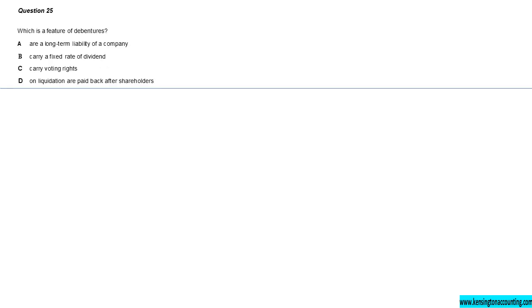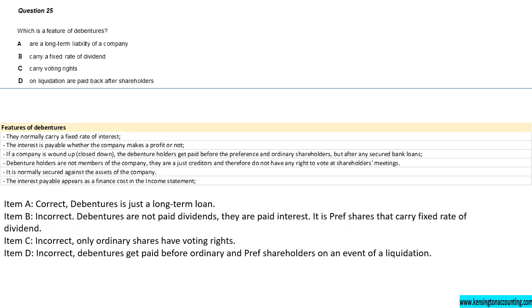Question 25 deals with the features of debentures. So let's look at the various features of a debenture. First, normally, not always, they carry a fixed rate of interest. Second, the interest is payable by the company whether the company makes a profit or not. Debenture interest is just an expense. The company needs to make a payment whether it makes a profit or not.